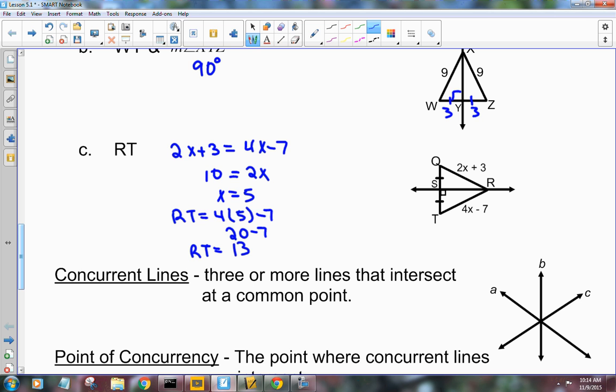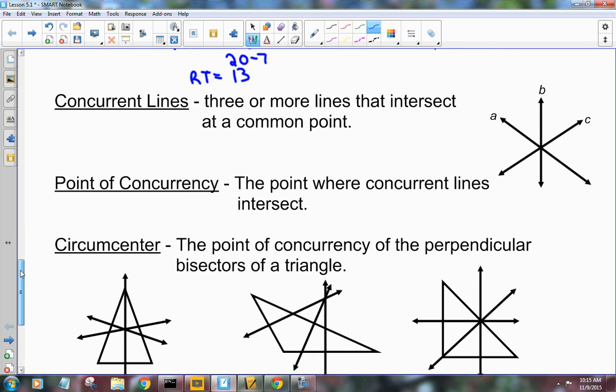Okay, so that's what happens when you have points that lie on the perpendicular bisector of the segment. Now the next thing we want to talk about is how this relates to a triangle. But before we do that, we want to talk about what concurrent lines are. Concurrent lines is when you have 3 or more lines that intersect at a common point. See how I've got lines A, B, and C, and they all intersect at that point right there.